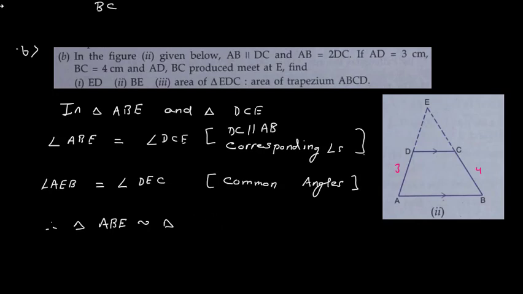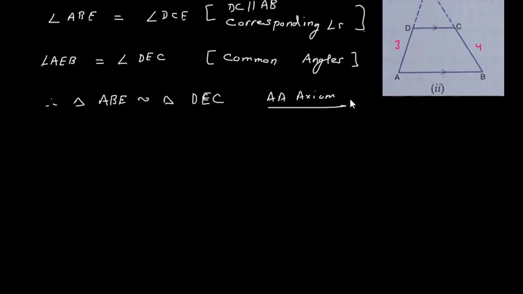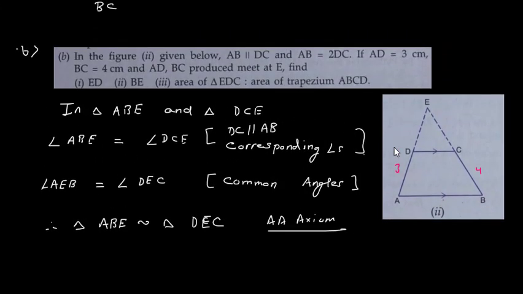DEC. Reason is AA axiom. So these two triangles are similar. Now these two triangles are similar, we have to find ED, this length we have to find.